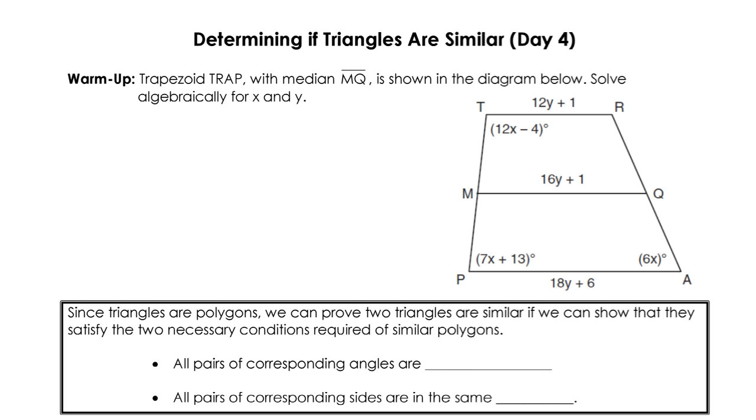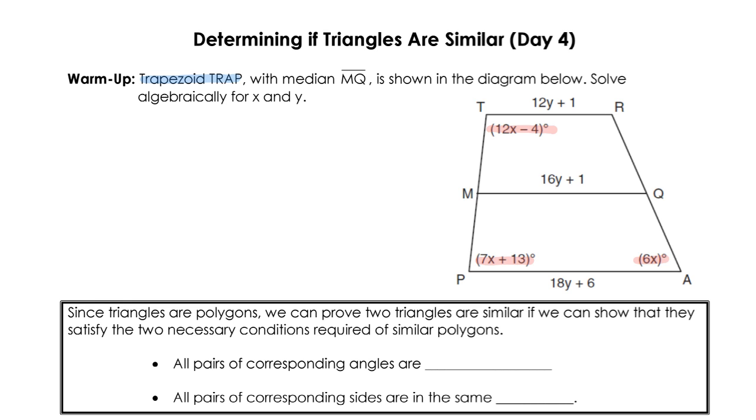This is a trapezoid and only a trapezoid. Is a median MQ and is shown in the diagram below, and they want you to solve algebraically for x and y. So if you notice, some of our expressions have x's in them and some of them have y's in them. So we'll go ahead with x first. And the three expressions that have x in them are those three, and they represent angles.